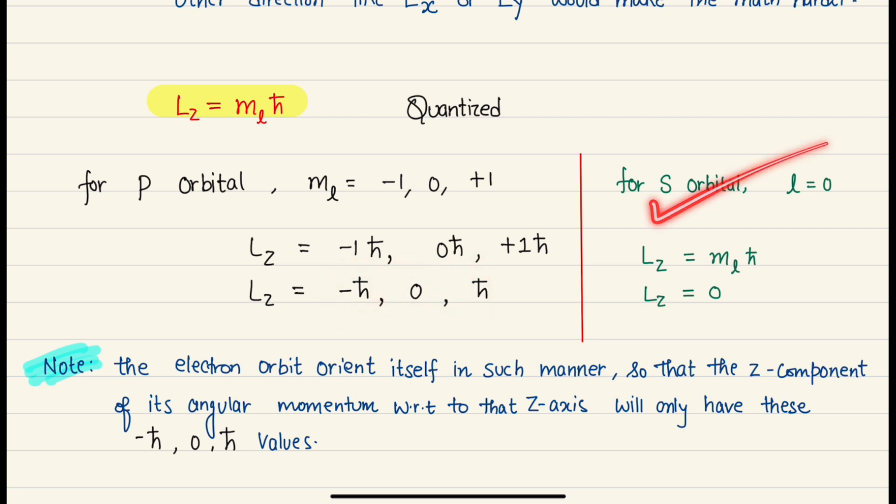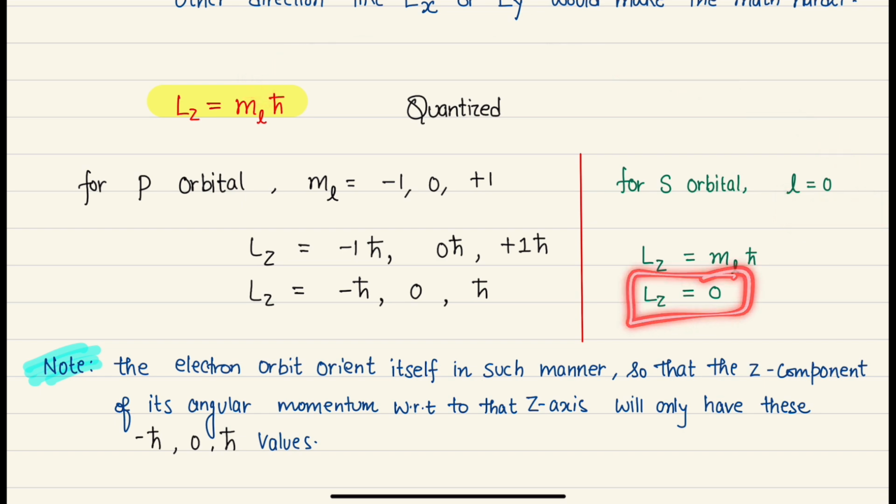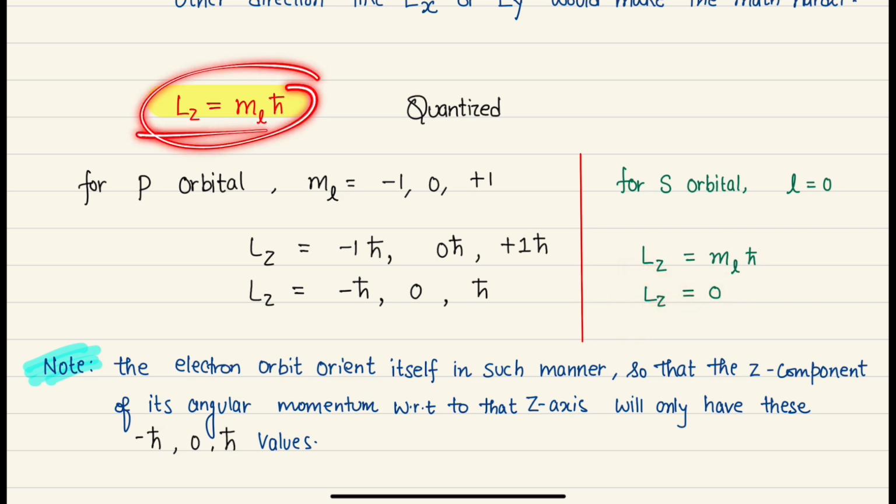Similarly, we can find it for the s orbital. We know that for the s orbital, the l value is 0, and for l equal to 0, the ml value is also 0. So when you put this 0 value here, you will get Lz equal to 0. It means there is no component for the s orbital electron on the z axis. That's why Lz equals 0, because from this equation, if you put the ml value here, you will get 0.